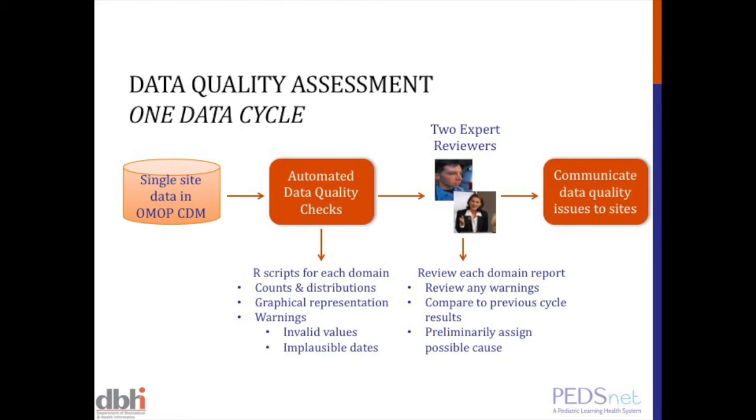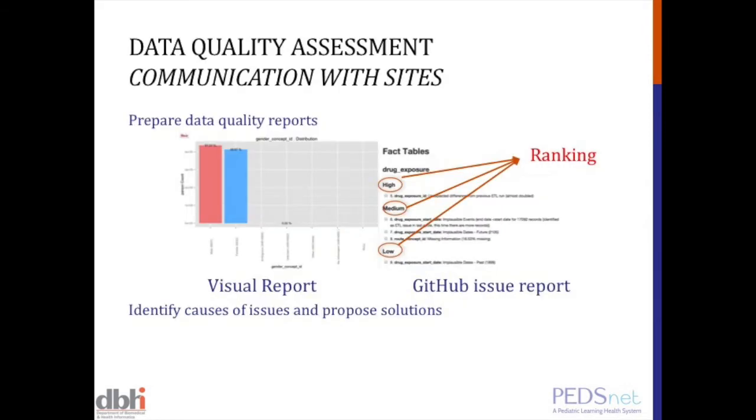And so Ritu and I form these two expert reviewers, and we'll review every site's report, look at these warnings, look at how this compares to previous cycles, if there were things that should have been fixed from the last data upload, were they fixed, try to assign a possible cause to this data, and then we will communicate this to them in GitHub, which serves as a nice repository for issue tracking. And then previously we used to do phone calls with the sites that could be very long and involved, but now they can go on there, pick the issues that we present to them.